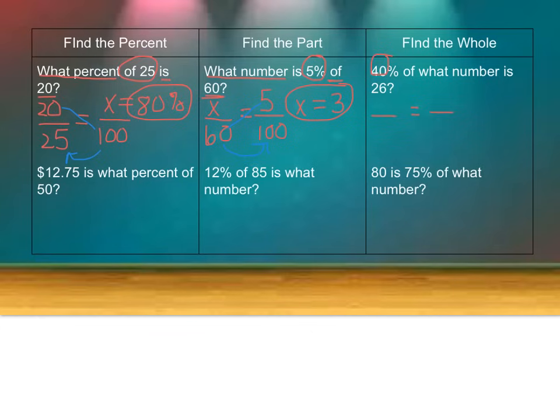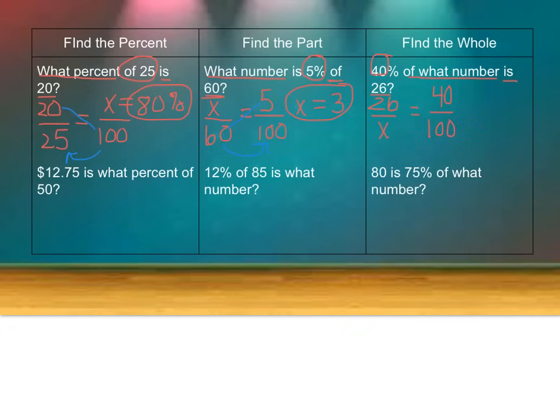40%. The 40 is always my numerator on the right-hand side. I'm not going to use that percent sign. Of what number? The of goes down here. I don't know what that is, so I'm going to put an X. Is 26. The is number is my numerator. That's the part. And then this number is always 100.